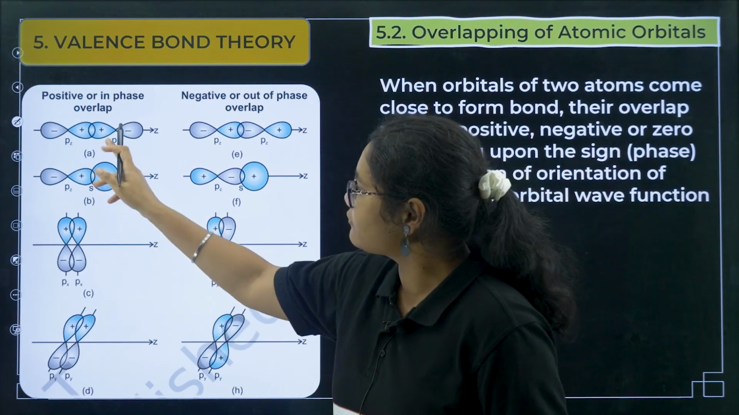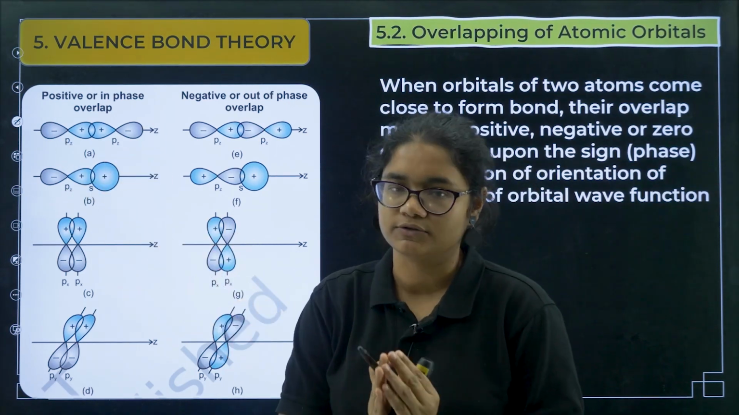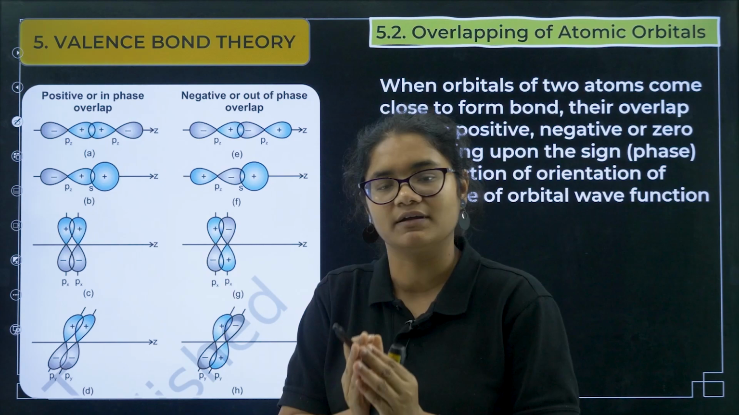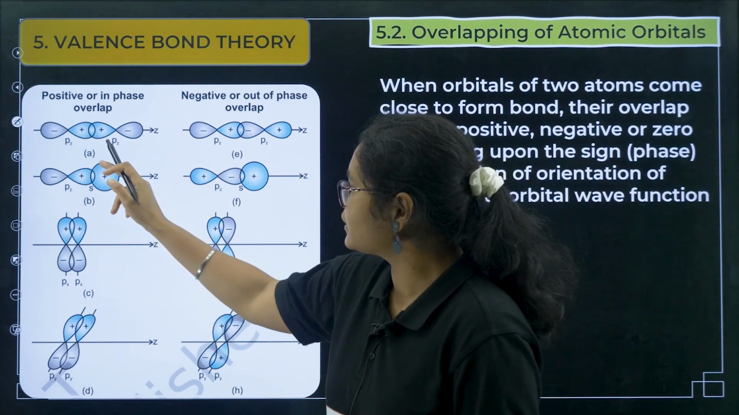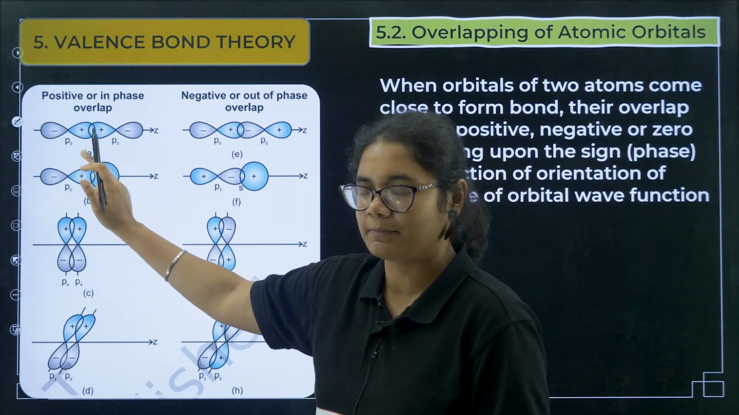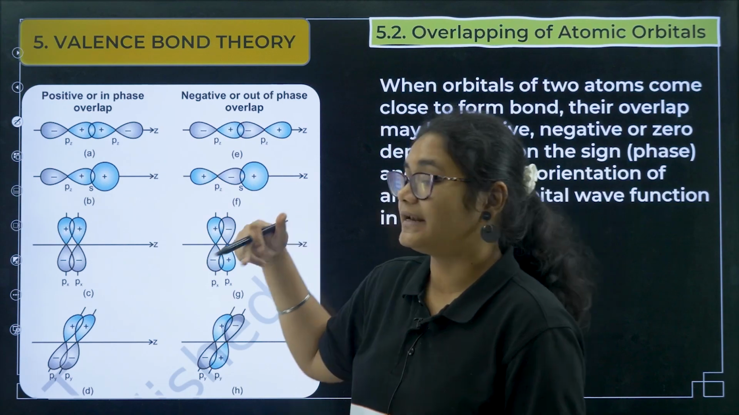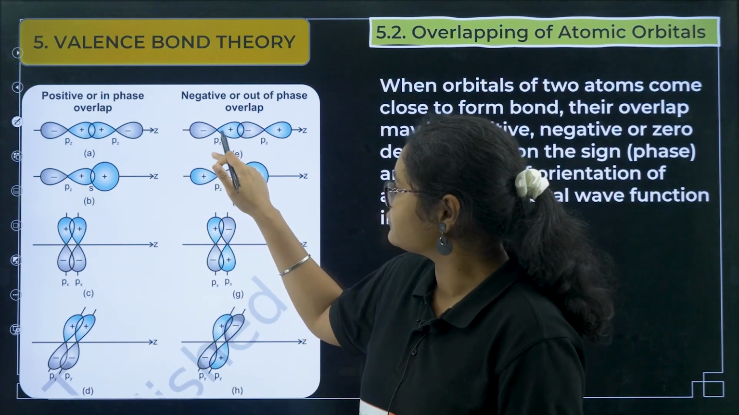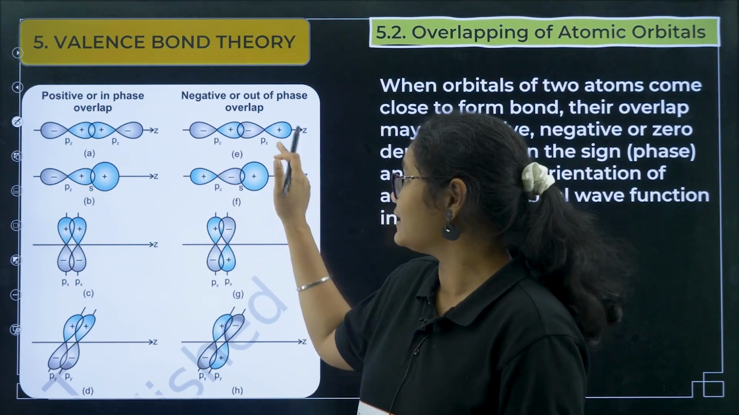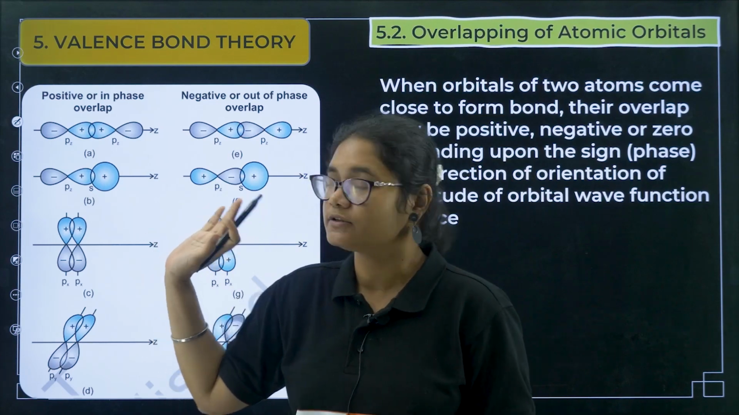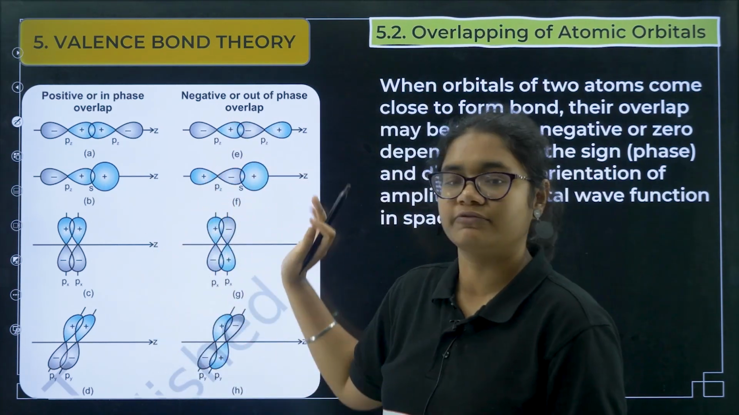Or the negative of one and the negative of another can also overlap. Same sign should overlap, then we call it positive overlap. Okay, so you can see pz positive overlapping is there, and pz negative overlapping means you can see the first pz plus is taken and second pz negative is taken. So this is called as negative or out of phase overlap.